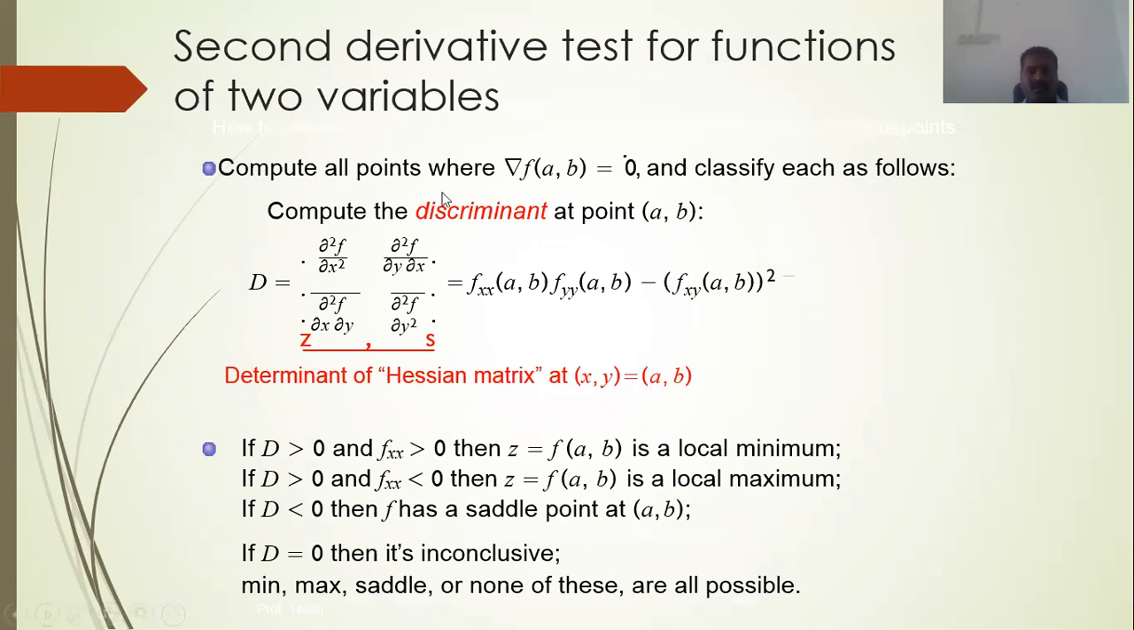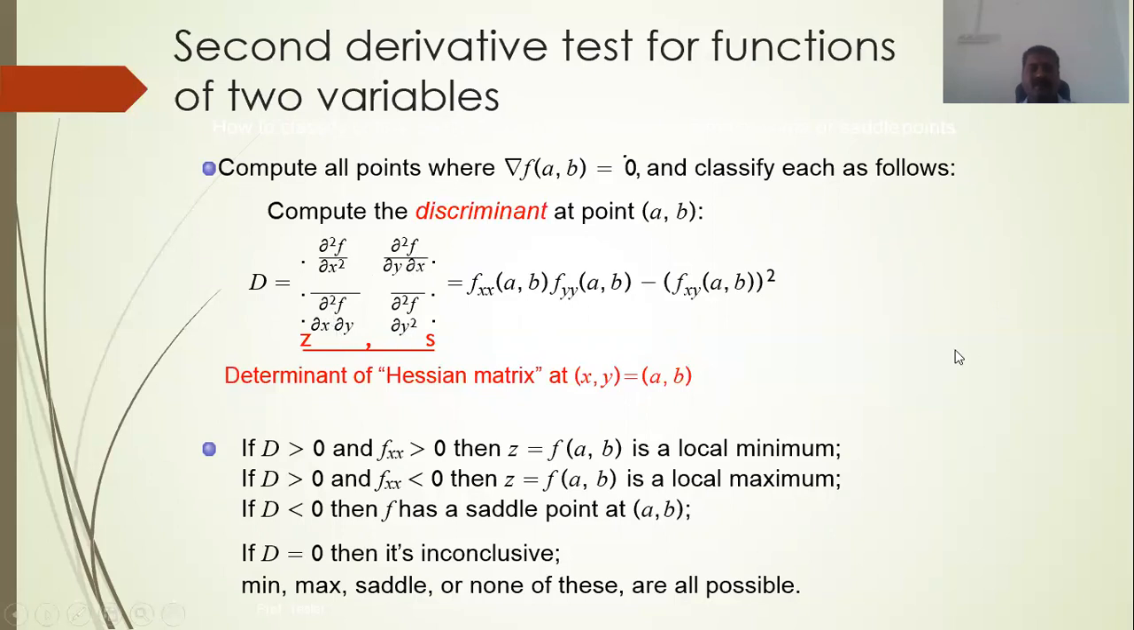Compute all the points where the gradient is 0, and compute the discriminant if it is a function of 2 variables, and the same can be extended to a function of several variables. Calculate the Hessian, that's the determinant of second order derivatives: del square f by del x square, del square f by del y del x, del square f by del x del y, del square f by del y square. Then calculate the determinant. The determinant is this minus this at that point.